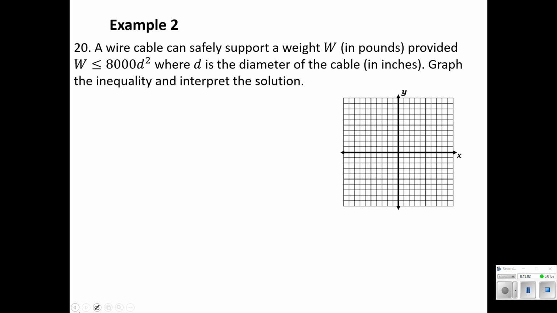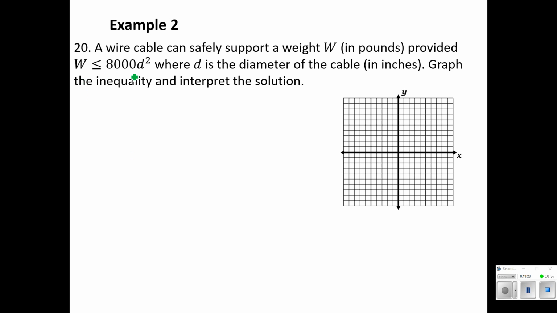Example 2, a wire cable can safely support a weight W in pounds provided that the weight is less than or equal to 8,000 d squared, where d is the diameter of the cable in inches. Graph the inequality and interpret the solution.